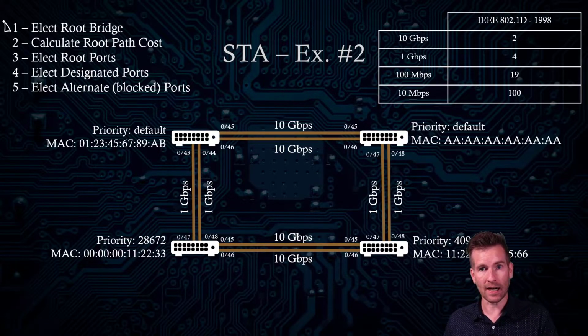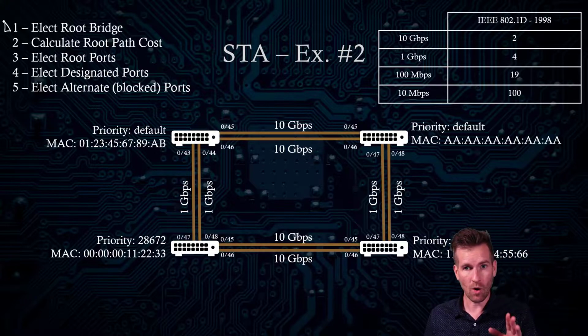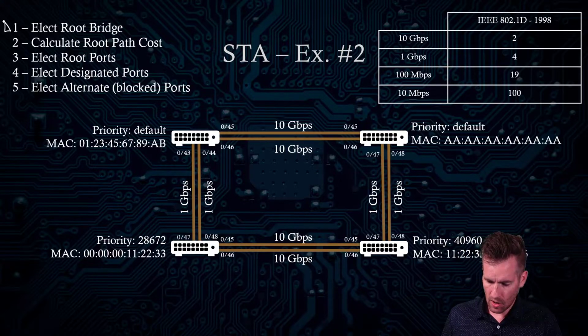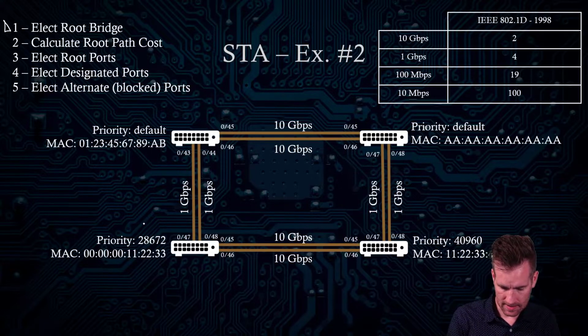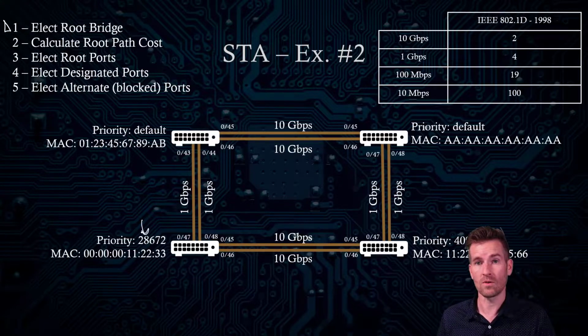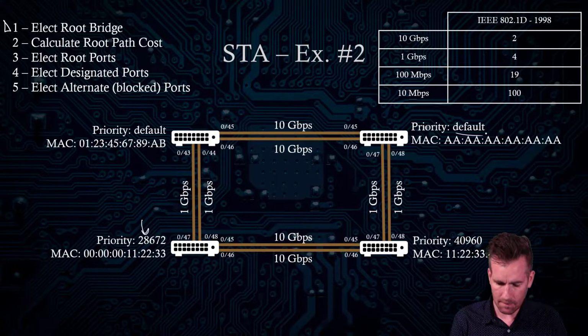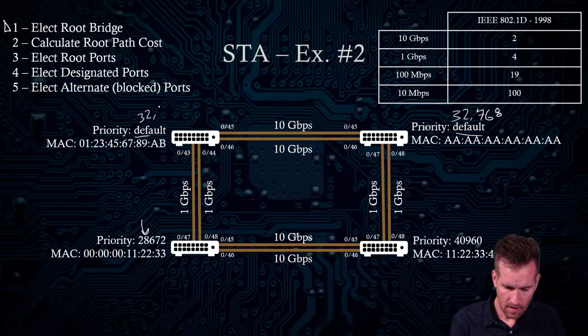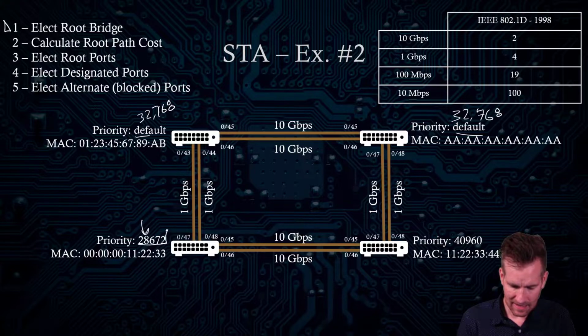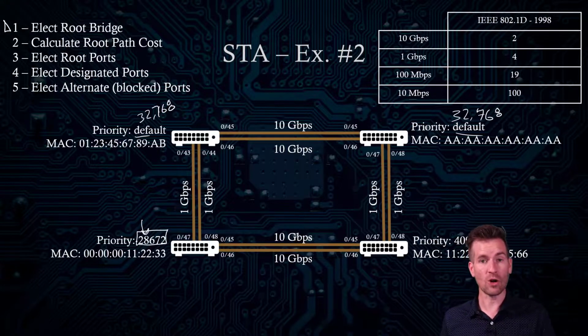So let's take a look at the priorities first and see if we can hone in on one device here. When we take a look at the priority, I see here 4,096, and 28,672 is less than that, and we're looking for the lowest. So that could be a contender right there. And then we see a couple defaults, which is 32,768. So we've got those in there.